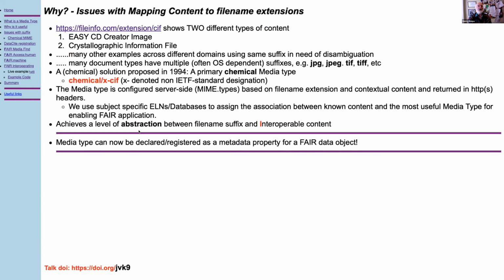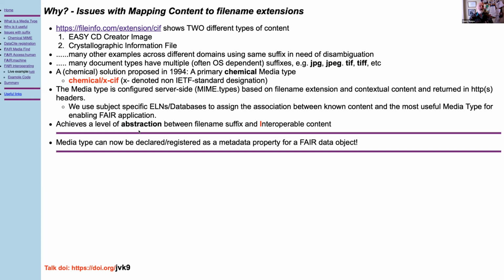And I'll show you what the issues are. And thanks also to Ian for pointing out this resource at the top. You type in an extension, which is CIF, the crystallographic format, and you're immediately told by this particular resource that there are two well-used definitions of CIF, completely orthogonal. Neither will interoperate with the other. One is essentially a CD creator image, and the other is the crystallographic information file. And there are numerous other examples across numerous domains which use the same suffix, but where the content is essentially orthogonal, and they need disambiguation.